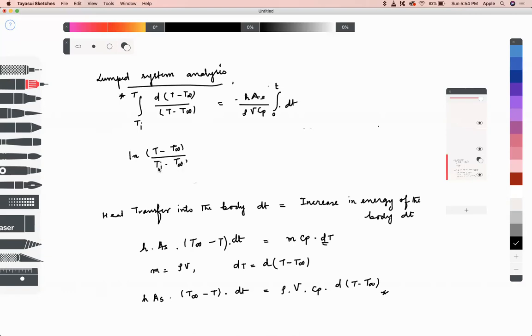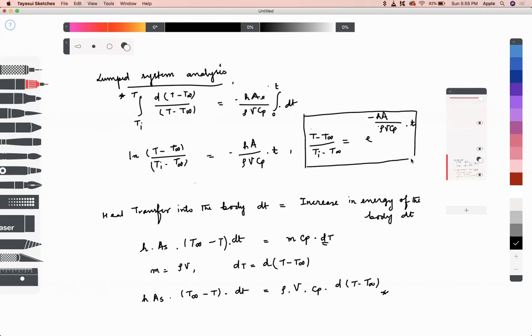This will be minus h As divided by rho V Cp into t. So (T minus T infinity) divided by (Ti minus T infinity) is equal to e to the power minus h As divided by rho V Cp into t. As you can see here, the temperature change will come exponentially, and it will keep on decreasing exponentially.